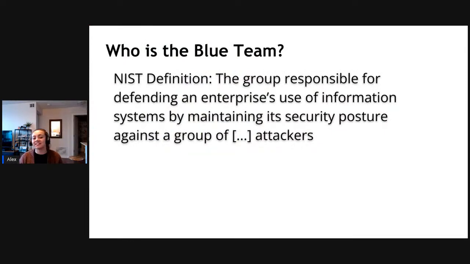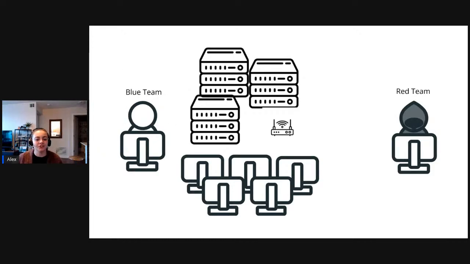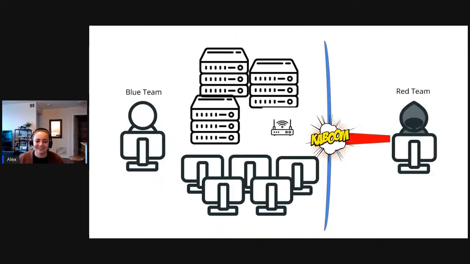So who is the blue team? The NIST definition on the NIST website says the group responsible for defending an enterprise's use of information systems by maintaining its security posture against a group of attackers. That's a very long definition with big words, which makes it hard to get through and understand. Essentially, all you need to understand is that the blue team are the defenders. They're the ones that are protecting a company's infrastructure, its assets, all of its computers, servers, Wi-Fi, things that are on the network from attackers. That is the really, really broad definition of what a blue team does. They defend.